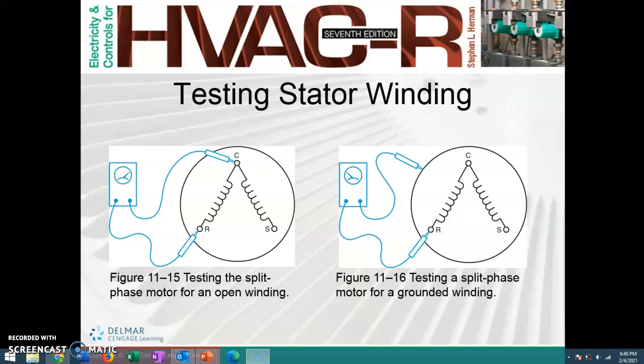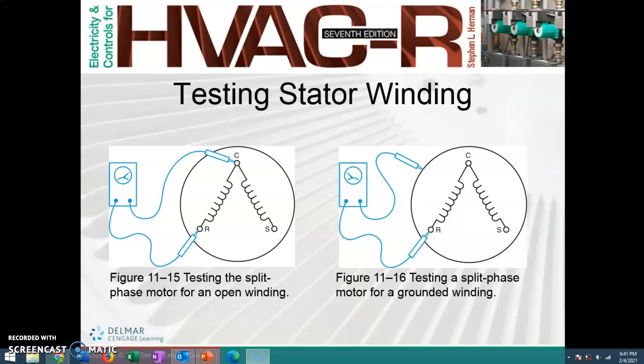So they've got one lead on the common winding and one on the run and are seeing how much resistance is through it. After that, they would keep a lead on the common and go over to start and test that as well, and test for the different resistance. Different types of motors have different resistance on the legs. We'll go over that, but it's important to remember that that's how you test a motor, with an ohm meter testing the windings between each other.